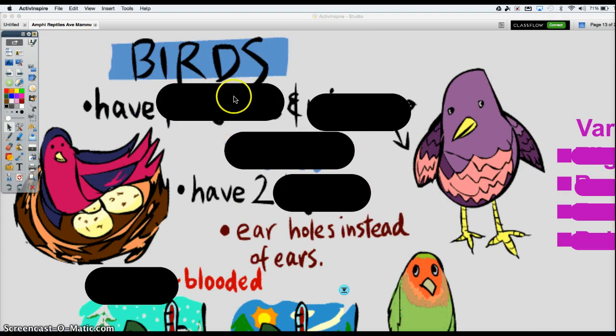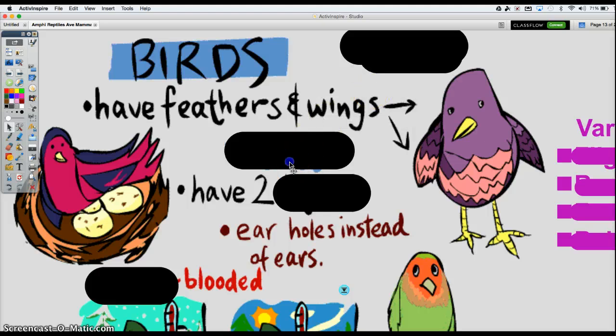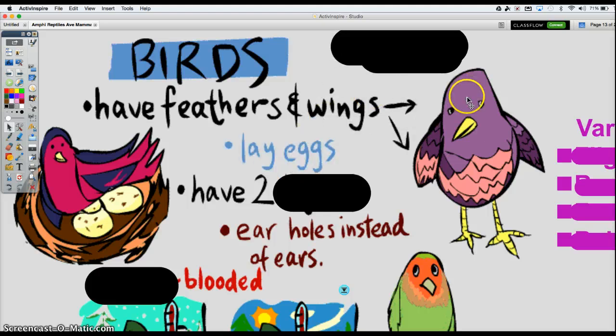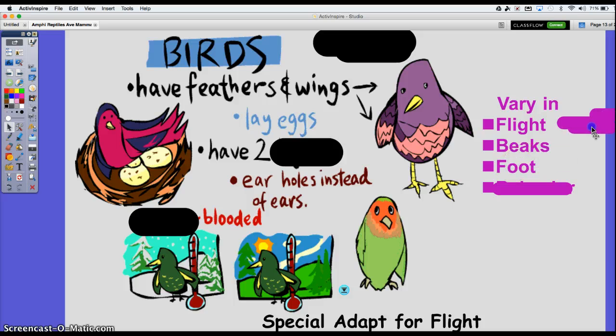Birds have what? Feathers and wings. And they lay eggs. Now, with birds, I'm not going to cover orders because there's so many. There's such variety in birds. They vary in flight, beaks, their feet, and their behavior. So you're going to see all of these variety of orders in birds based on these characteristics. So that's how they categorize orders.